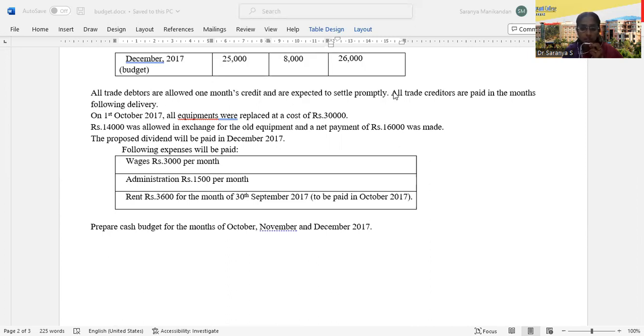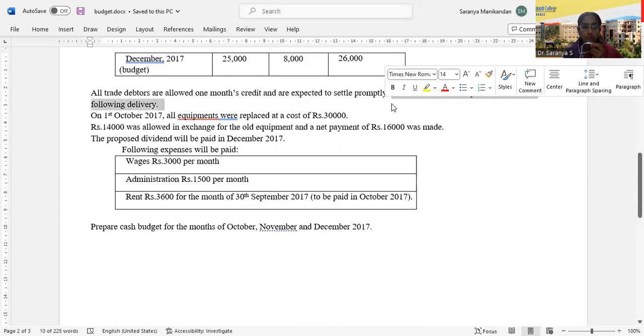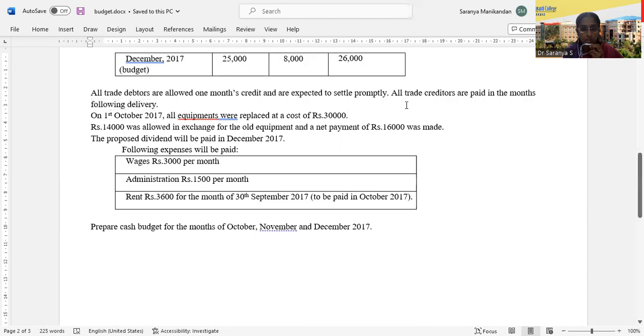And the next adjustment is all trade creditors are paid in the month following delivery. Creditors means the one to whom we have to pay. So we have done credit purchase. So our supplier has also given us 1 month time period to settle the payment to our creditors.